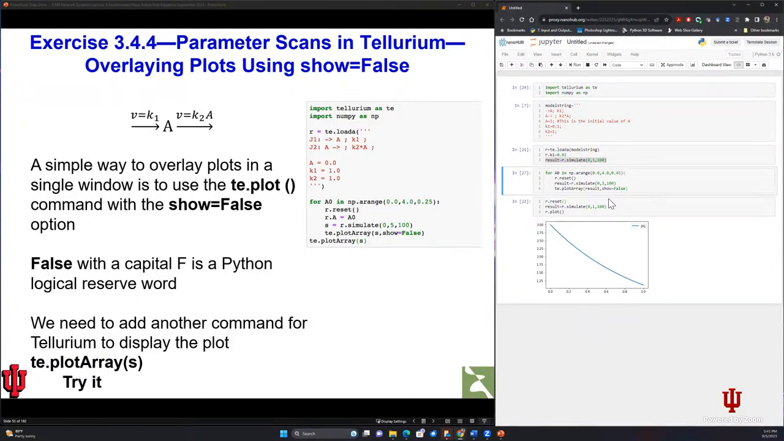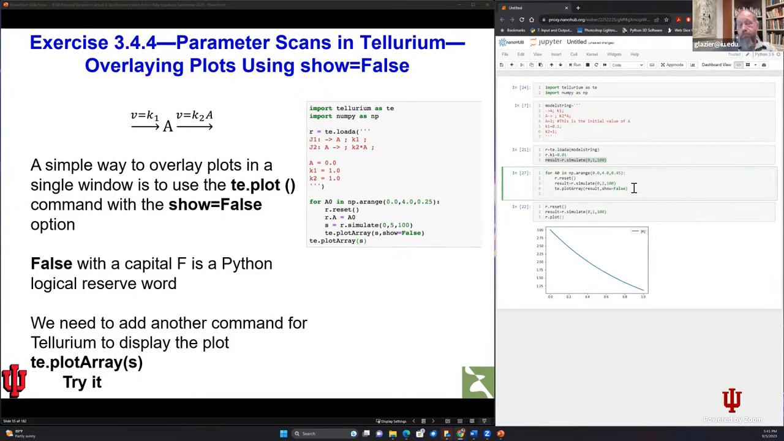Well, show the last one you have to show. The last one you have to show. Right. Yeah. Now here we don't know which the last one is. So the easiest thing to do here would just be to repeat this line outside of the loop with show equals true or just nothing. The default is true.